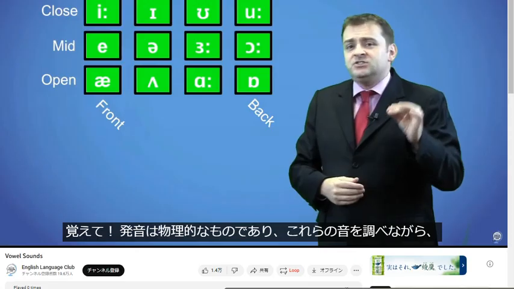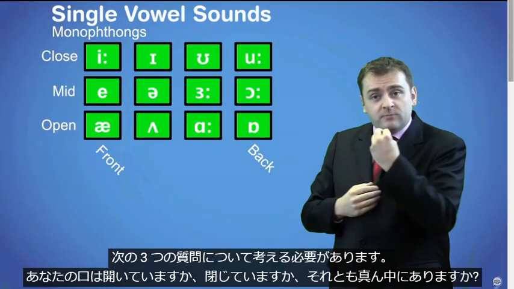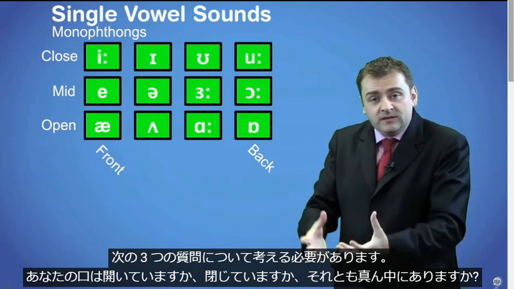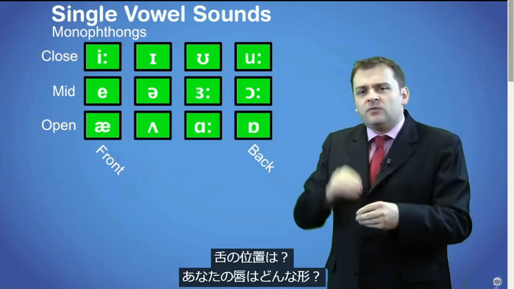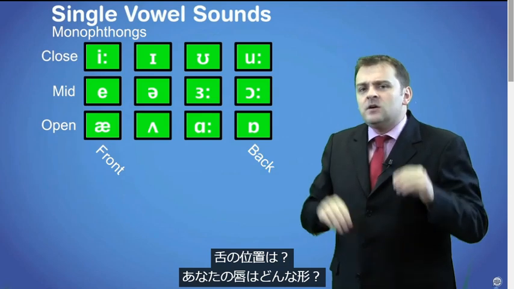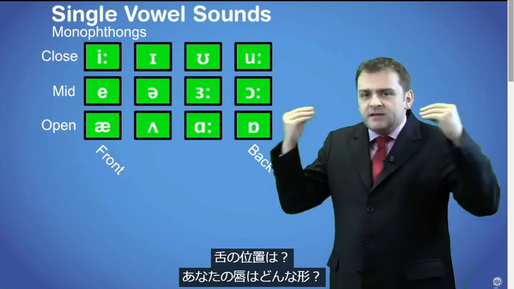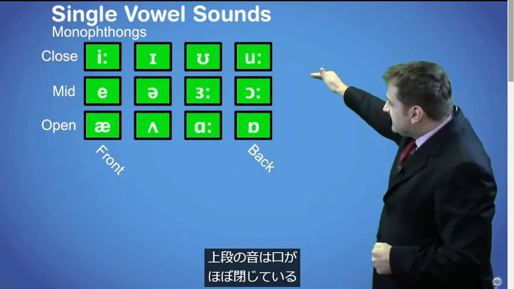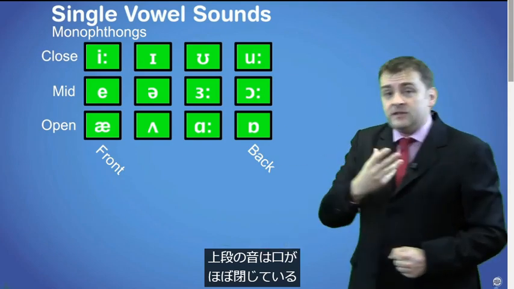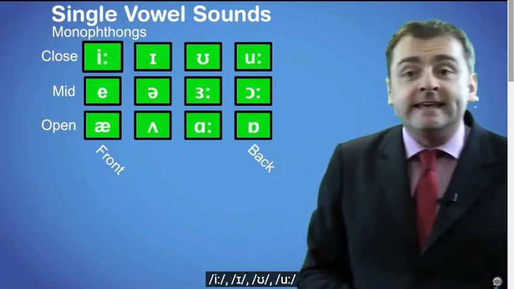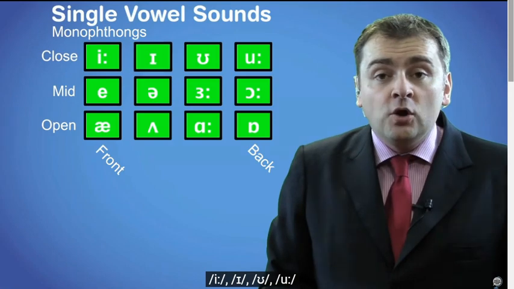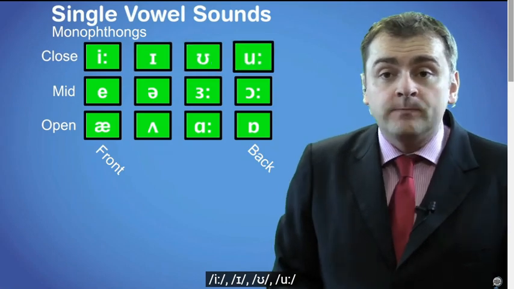The second indication is physical. And as we go through these sounds, you need to think about these three questions. Is your mouth open, closed, or in the middle? What's the position of your tongue? And what shape are your lips? For the sounds on the top row, the mouth is almost closed. E, I, U, and oo.